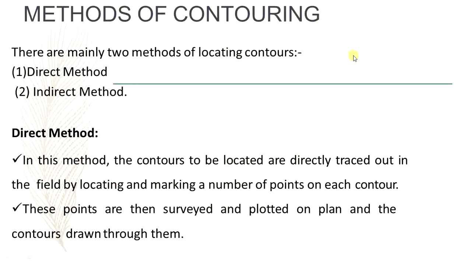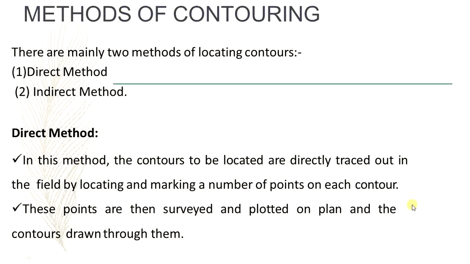Next, what are the methods of contouring? There are two methods, the direct method and the indirect method. First, the direct method. In this method, the contours to be located are directly traced out in the field by locating and marking a number of points on each contour.